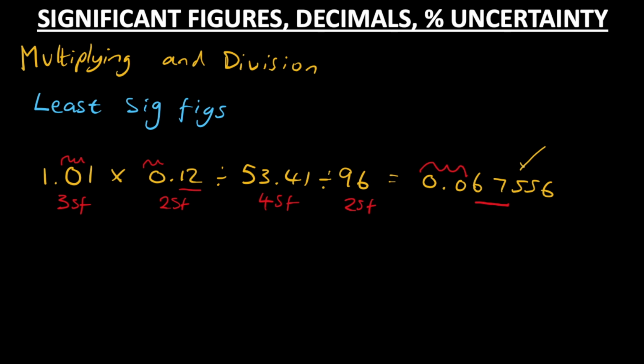And it's only these two that we're going to be worried about. And as this is a 5, we're going to round this 7 up to an 8. So it's going to be 0.068. Now if your teacher asks you to write that in scientific notation, that would be 6.8 times 10, and we just move it 1, 2 to the right, meaning it's -2.